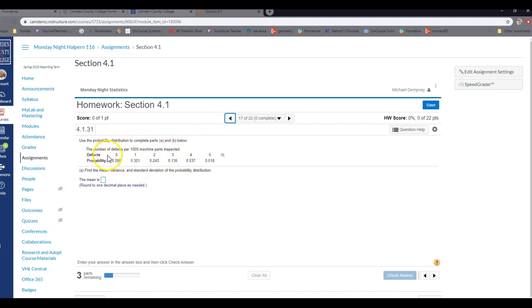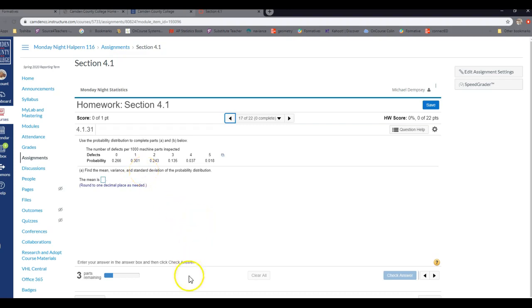So we have number of defects, which is a discrete random variable. It takes on the value of 0, 1, 2, 3, 4, or 5, and then the probability of each of these. So we talked about if this is a valid probability distribution, then these probabilities should add up to 1. They're not asking us to do that at this point, but we want to find the mean, the variance, and the standard deviation. So I'm going to show you how to do that.